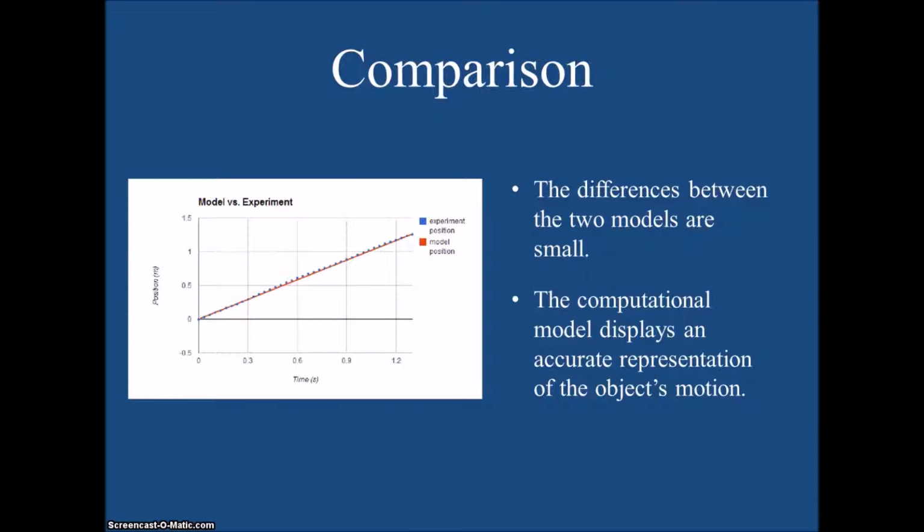As stated in the beginning of the video, the differences between the two models are small, which means that the computational model displays an accurate prediction of the object's motion. The small differences could be a result of small factors such as the ball not being perfectly round, certain factors that we cannot perfectly control.